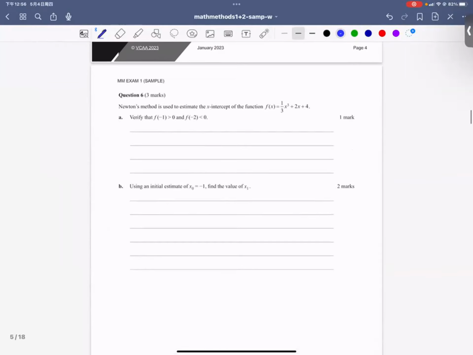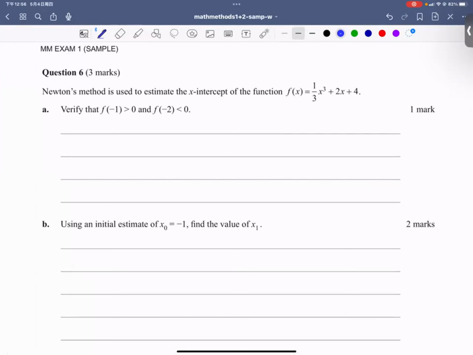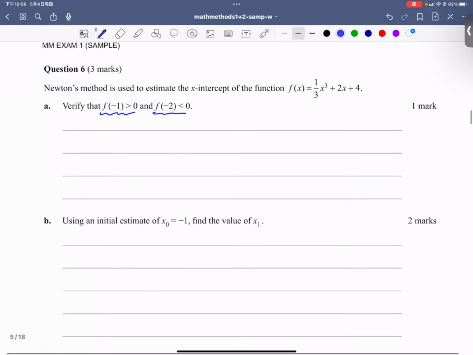Okay, let's have a look at Newton's method with a by-hand calculation. Newton's method is used to estimate the x-intercept of the function f of x. And we want to verify the two inequalities. Basically, you need to calculate the values.